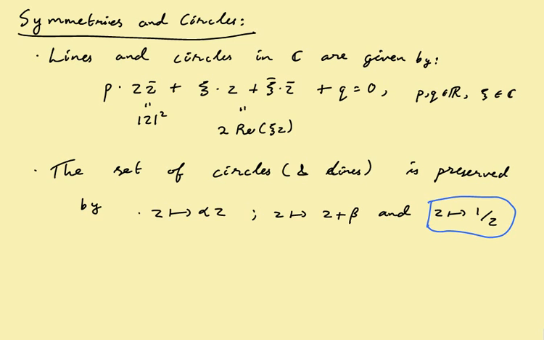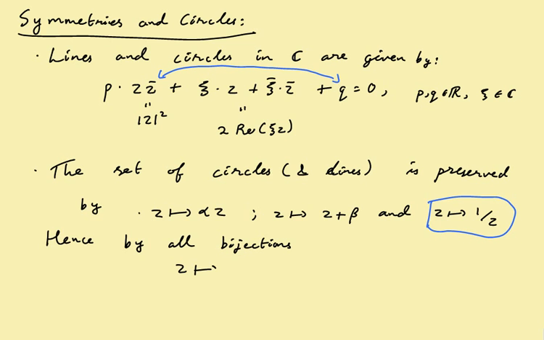When Z goes to 1 over Z, the Q term and the P term get flipped when you clean out the equation. By the way, these equations may give you empty sets and so on. So I'm not saying this always gives you a non-empty circle, but you'll get all the circles, and it's easy to see what happens there. So Z goes to 1 over Z. That changes these terms. Hence, by all maps, all bijections at any rate of this form, Z goes to alpha Z plus beta by gamma Z plus delta.